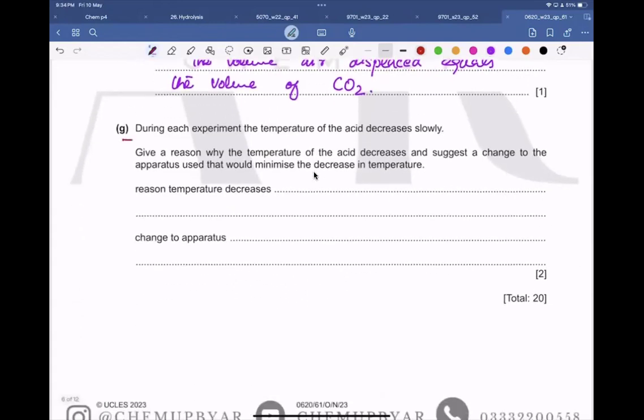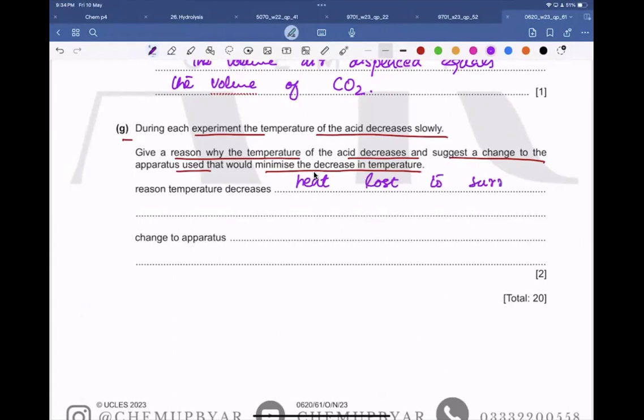Now G part. During the reaction, in each experiment, the temperature of the acid decreases slowly. Give a reason why the temperature of the acid decreases and suggest a change to the apparatus used to minimize the decrease in the temperature. It is because of heat loss. That is very simple, right? That heat is lost to the surroundings.